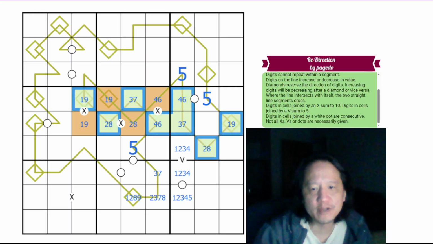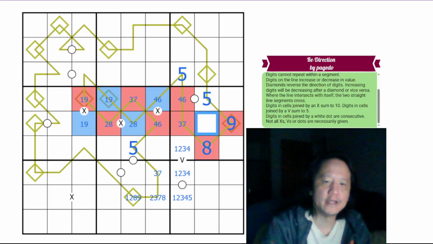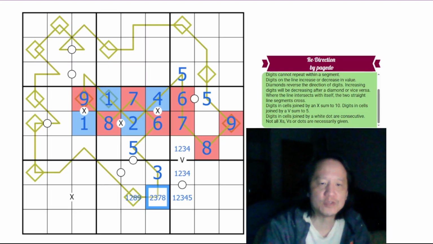So all the green cells are the high cells, and all the orange cells are the low cells. So this must be 9, 8, 7, 6. This is 4, 2, and 1. This is 9 and 1. This is 8, 7, 6, and this is decreasing. So this must be 3, 2, and 1 that way.